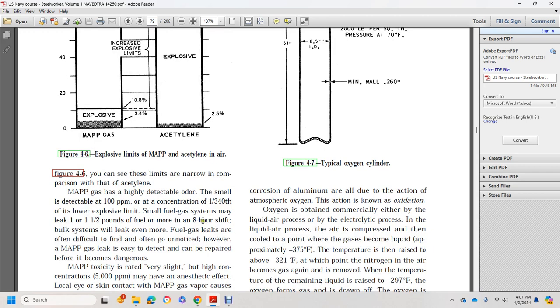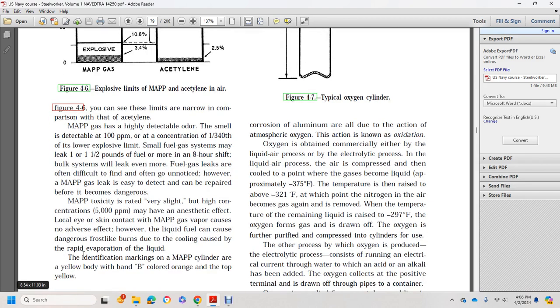MAP gas has a highly detectable odor, detected at 100 parts per million, a concentration of 1 in 340th of the lower explosion limit. A small fuel gas system may leak 1 to 1.5 pounds of fuel over an 8-hour shift. A bulk system will leak even more. Fuel gas leaks are often difficult to find and often go unnoticed. However, a MAP gas leak is easily detected and can be repaired before it becomes dangerous.